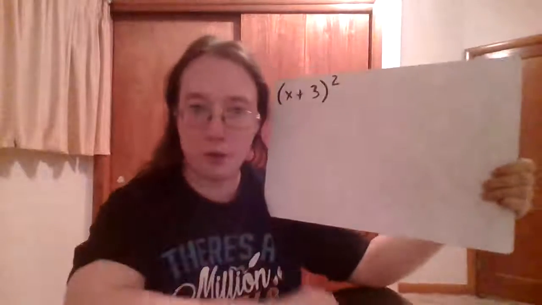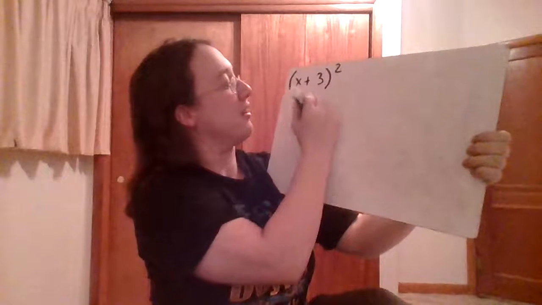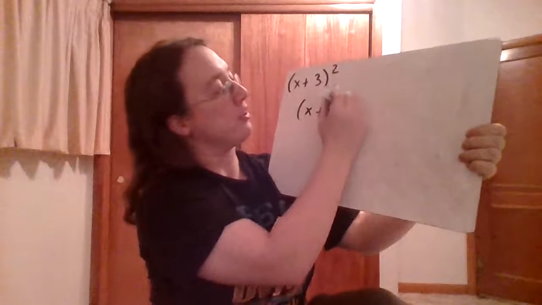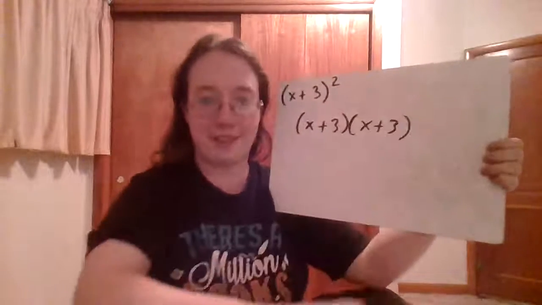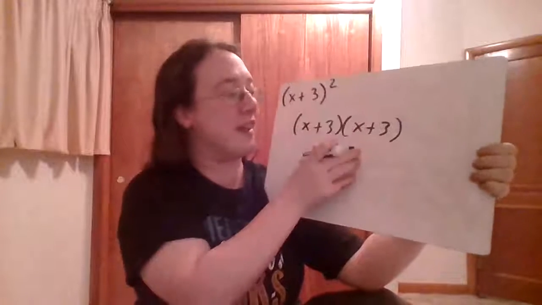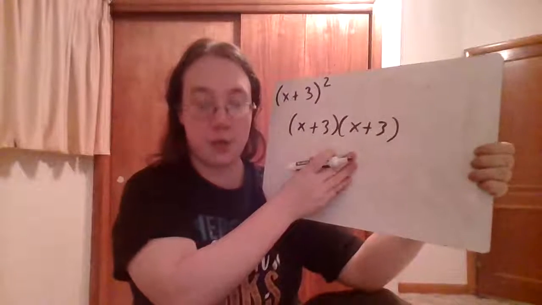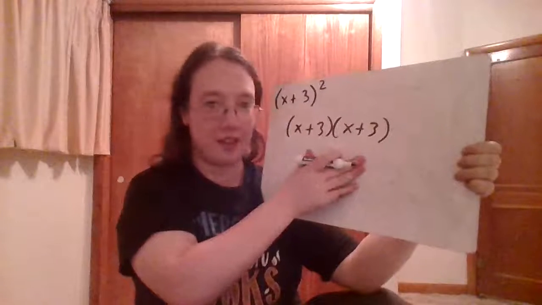Okay, so we're looking at perfect squares. And if you think back to when we were foiling things like this out, this is really the same thing as this. Because whenever you're squaring something, that's the same thing as taking it times itself. So this is really this. And so far we've been doing that part. We've been going from this to this.